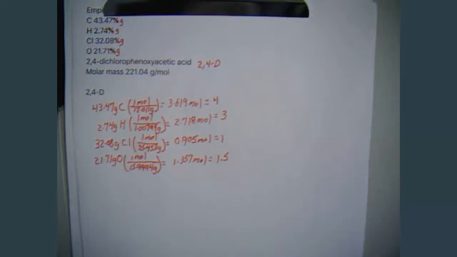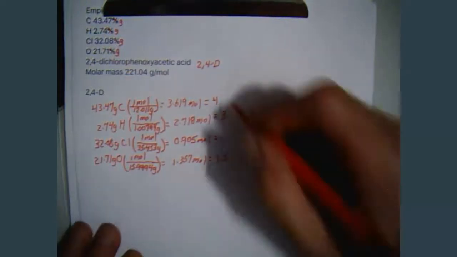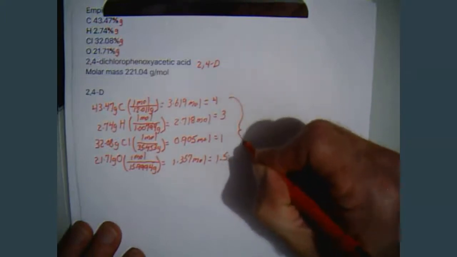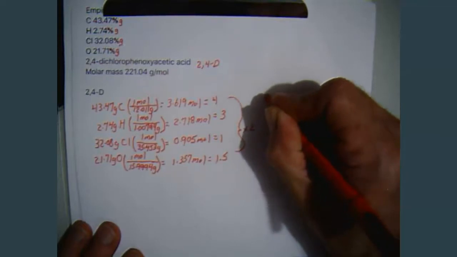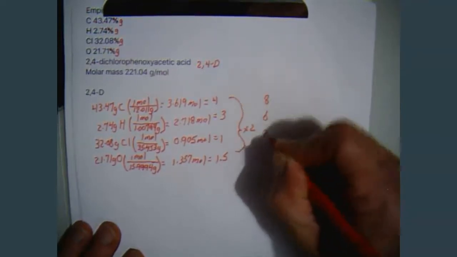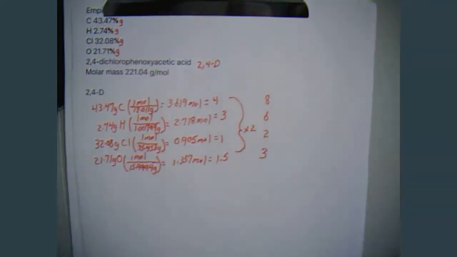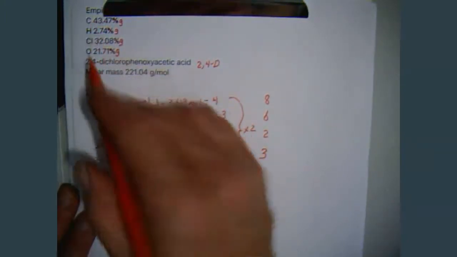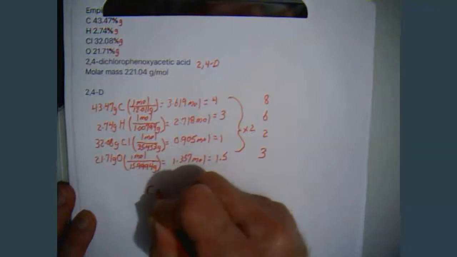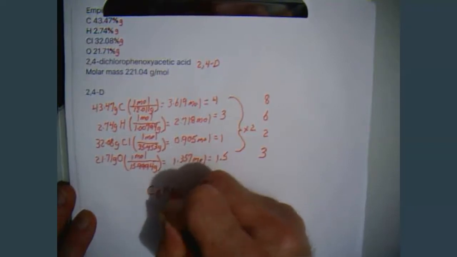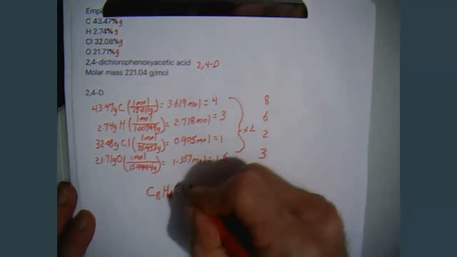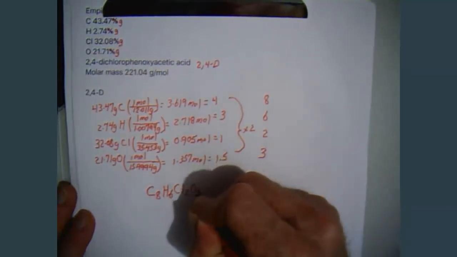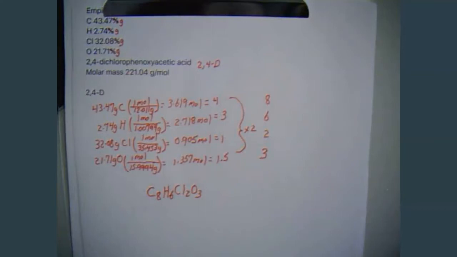So what you do to one term, you have to do to everything. You're going to have to multiply everything by 2 in order to get whole numbers. And so we have 8, 6, 2, and 3. So then writing out the formula, write it in the same order that the elements were given to you. We have C8, H6, Cl2, O3. Now we have the empirical formula.